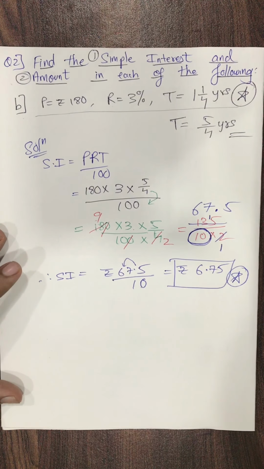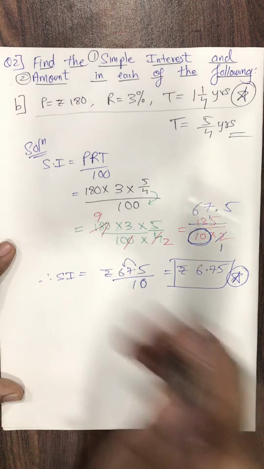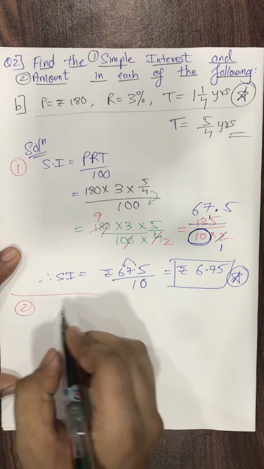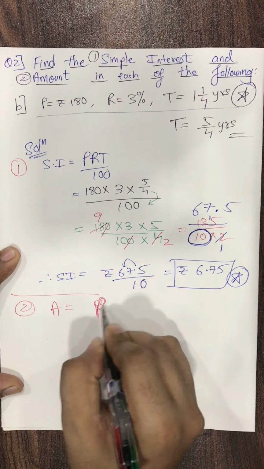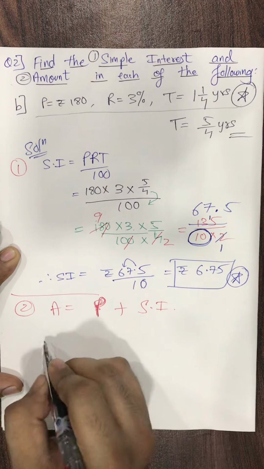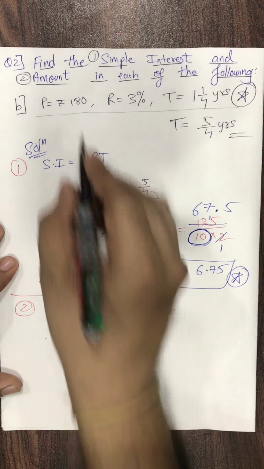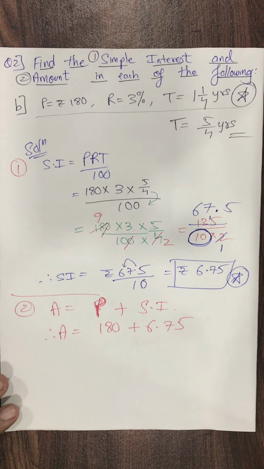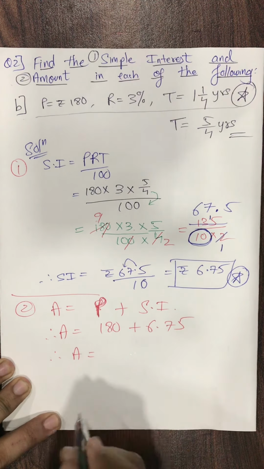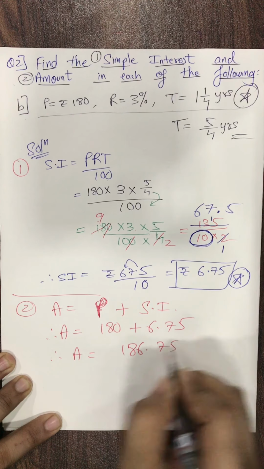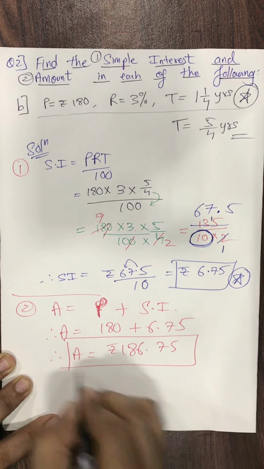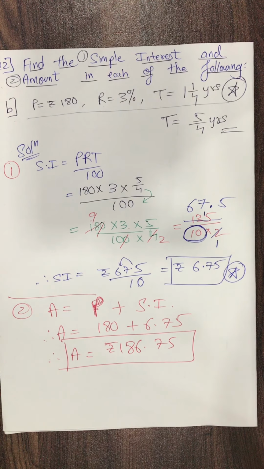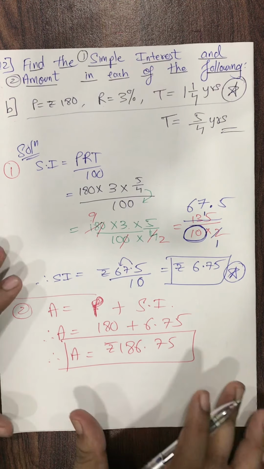What is the total amount? Amount is principal plus simple interest. It's so simple. Now the second part of the question. Amount is equal to principal plus simple interest. Therefore capital A amount. Principal is how much? 180. 180 plus 6.75. Therefore, amount is equal to 186.75. If you forget this rupee symbol, 1 mark will be deducted. So basically the calculations are important. Amount is rupees 186.75.